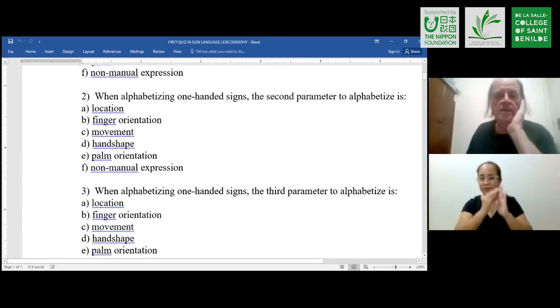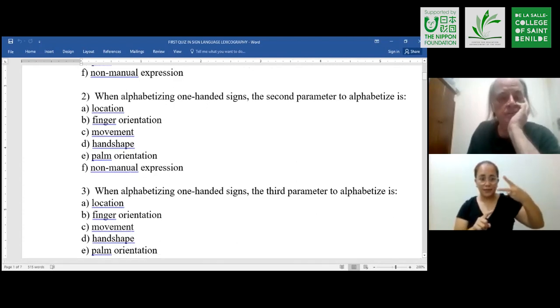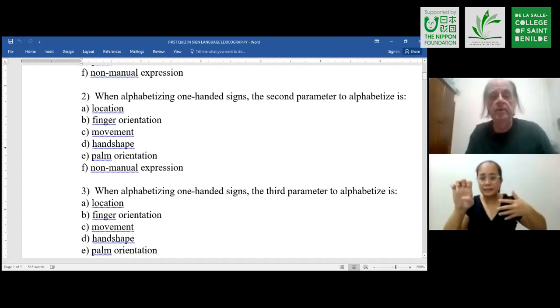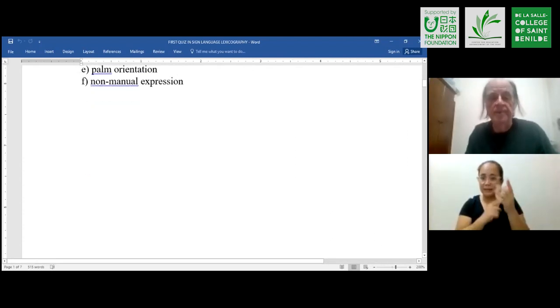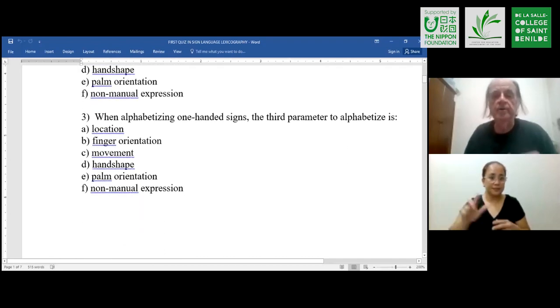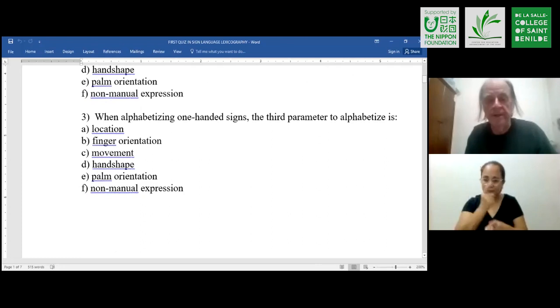When alphabetizing one-handed signs, the second parameter to alphabetize is, I won't read it out if you can see it. I see E. E, palm orientation, correct. When alphabetizing one-handed signs, the third parameter to alphabetize is, I see B as in boy. Yes, B as in boy, finger orientation.